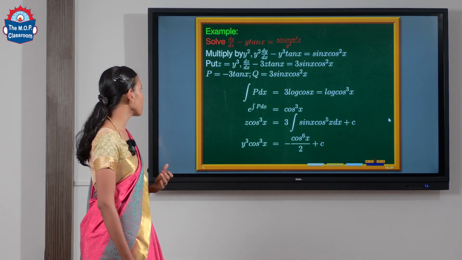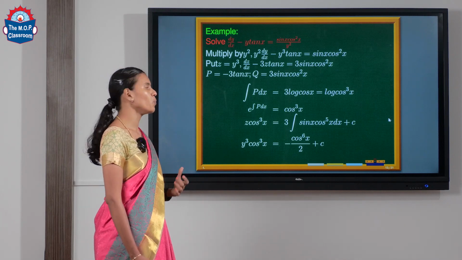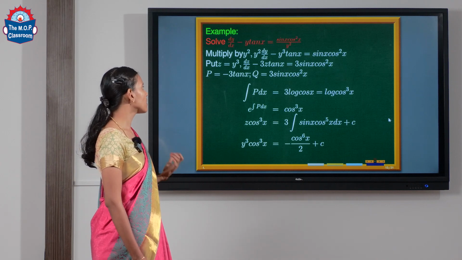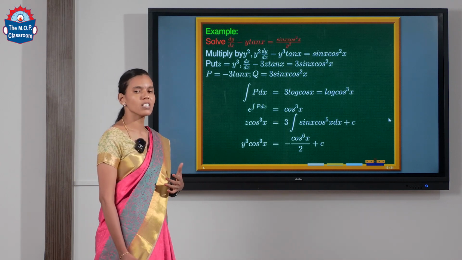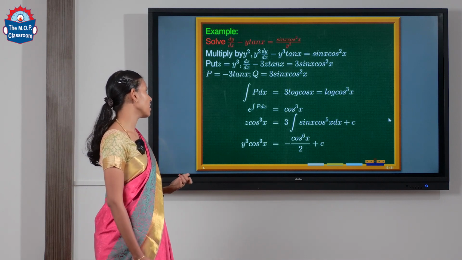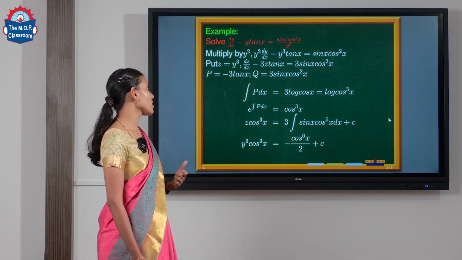So what I do now is I substitute z is equal to y cube. So I will get the reduced equation as dz by dx minus 3 times z tan x is equal to 3 sin x cos square x. So now my p is minus 3 tan x here and my q is 3 sin x cos square x.